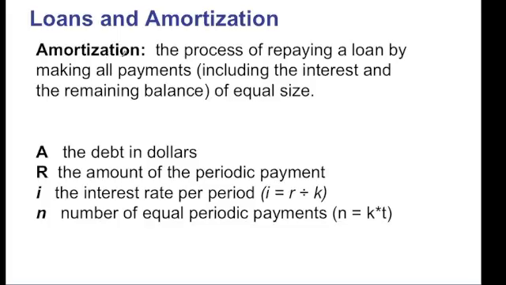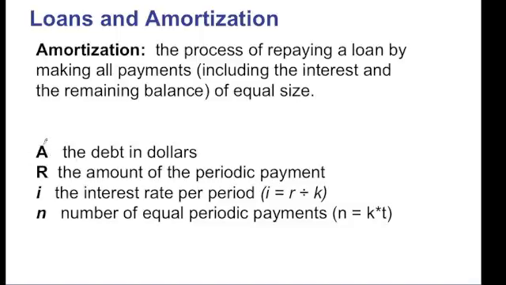The videos will cover a little bit of section 5.6. We're talking about annuities and loan repayments. We're going to be focused more on the loan repayment part of this chapter. Amortization is a big word. It's the process of repaying a loan by making all the payments, including the interest and the remaining balance, of equal size. It's really how a car payment or a house payment is calculated.